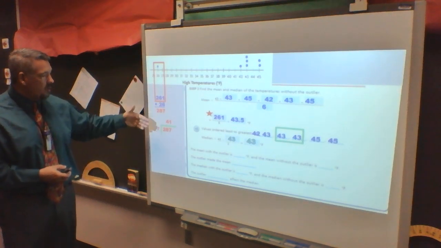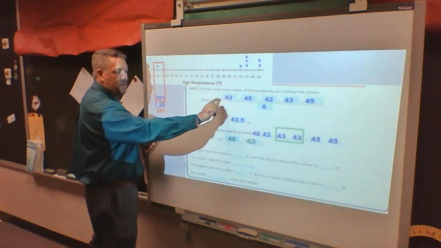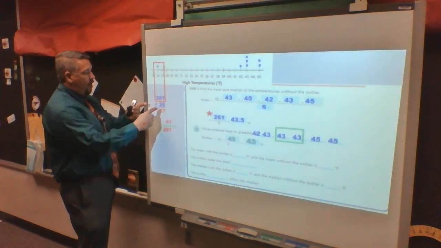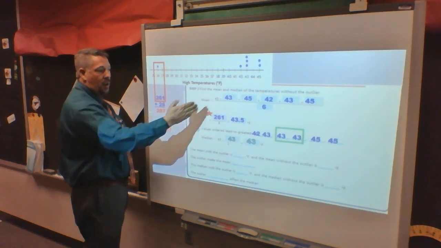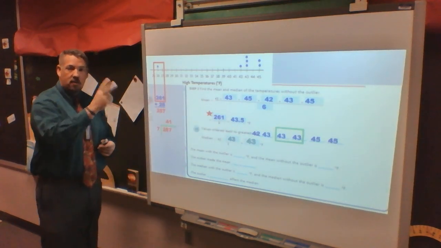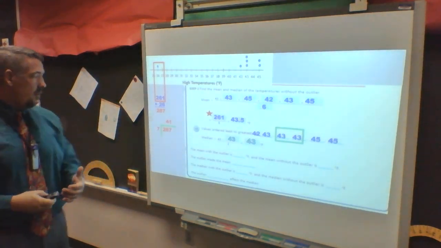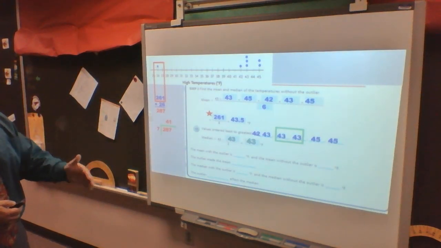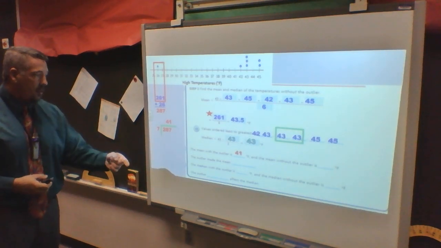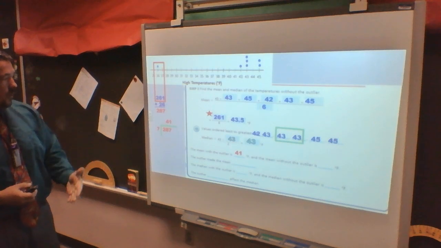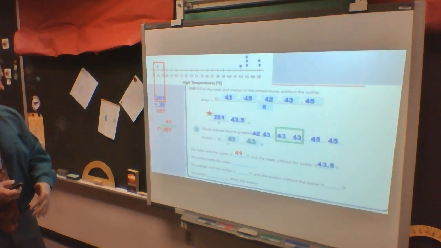So when I add them all together, once again, the 261 was when I added just the 6 together. So if I add the extra one, the outlier, I get 287. And then instead of dividing by 6, I added the outlier, so I would divide by 7. So I got 41. So with the outlier, I know that my mean is going to be 41 degrees. The mean without the outlier is what? Well, without the outlier, we said it's 43.5 degrees.